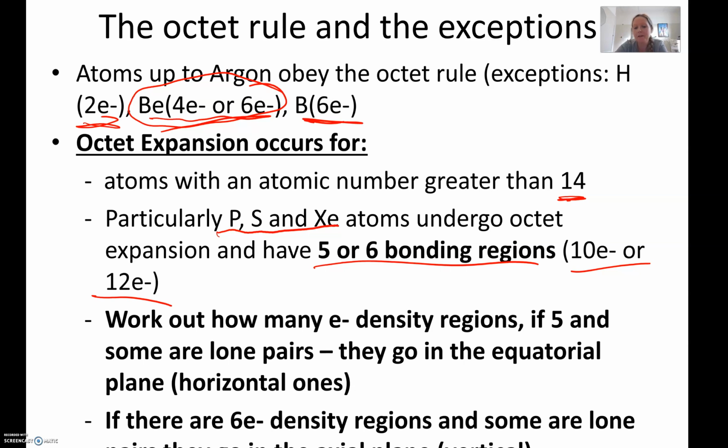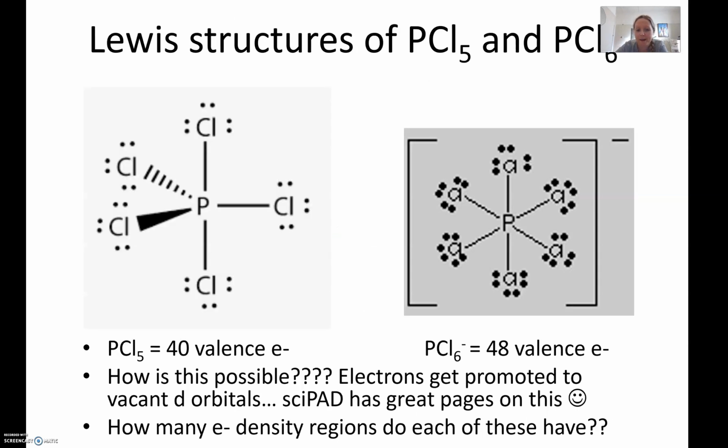Why it happens, we actually don't need to know. I do generally teach this in the classroom and your SciPad has pages on this, but we're not going to worry about that now, and I'm not going to get you to do those SciPad pages. If you really want to, you can, but what is happening is that electrons are promoted to a vacant d orbital, and if you do scholarship, we'll do it.